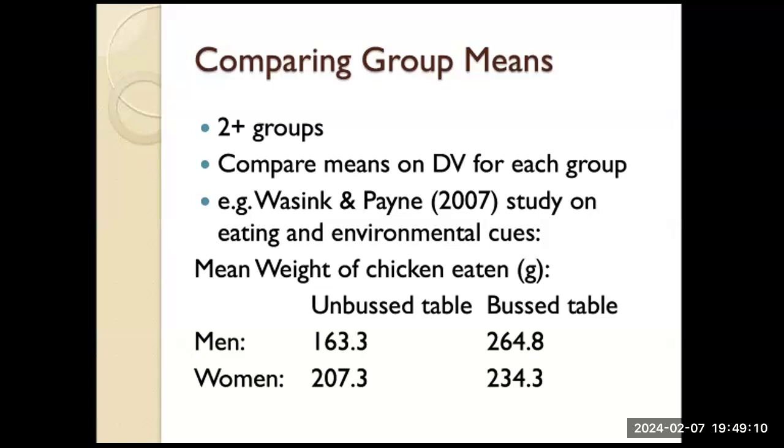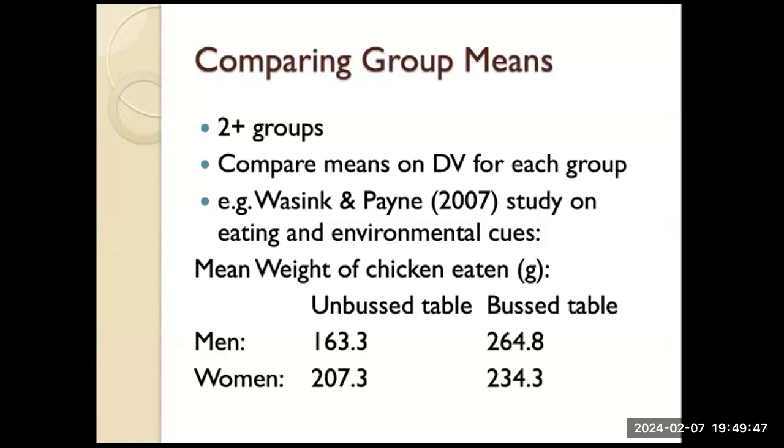What this study found is that when people saw the bones piling up, they ate less, right? So men on average ate 163.3 grams of wings on an unbussed table, and women ate 207.3 grams of wings. So they're looking at men and women here. But on the bussed table, meaning they took away the bones, look how much more the men ate: 264.8 grams when they didn't see the pile of bones adding up. Women ate more too, but not nearly as much as men. The increase wasn't as much with women.